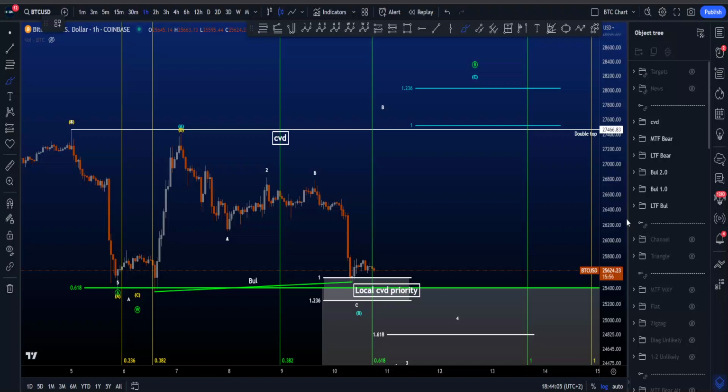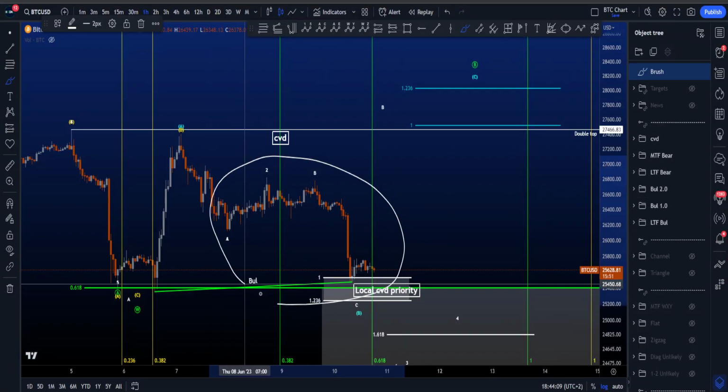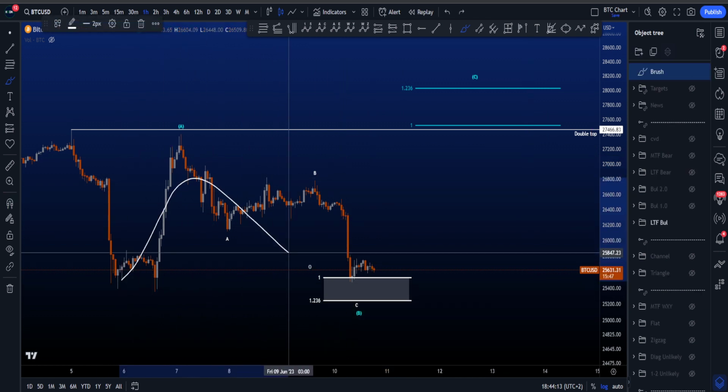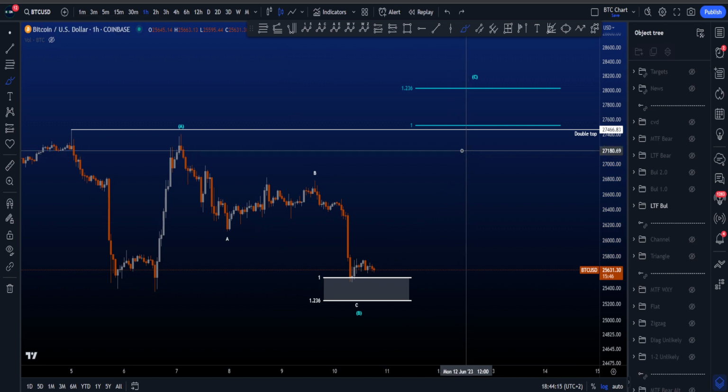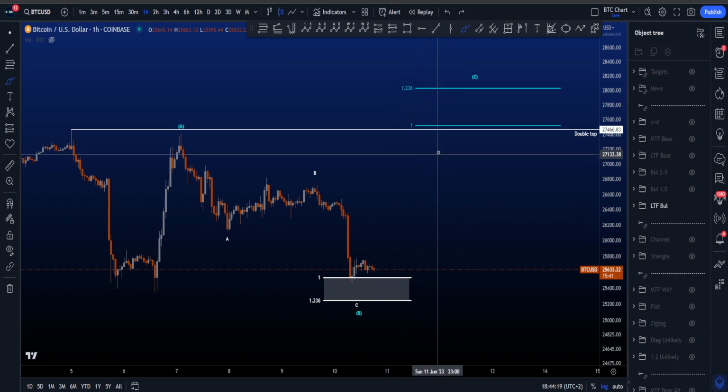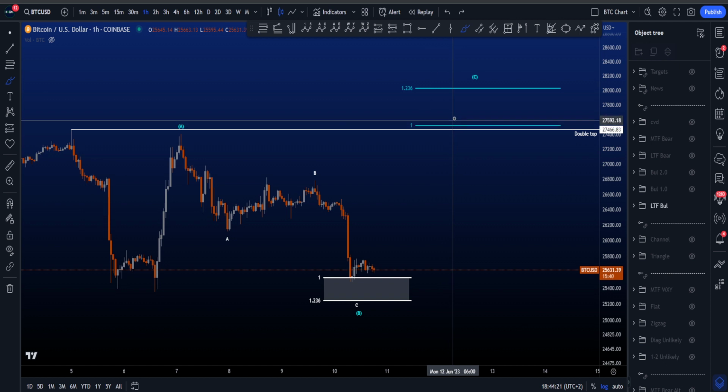Hi everyone, let's have a look at my low time frame and medium time frame bullish and bearish Elliott Wave scenarios on Bitcoin, starting with the low time frame bullish scenario where we're looking for a three-wave structure to the upside in an ABC, where the most common target area for wave C is between the 1 and the 1.236, which is currently between 27.5k and 28k.